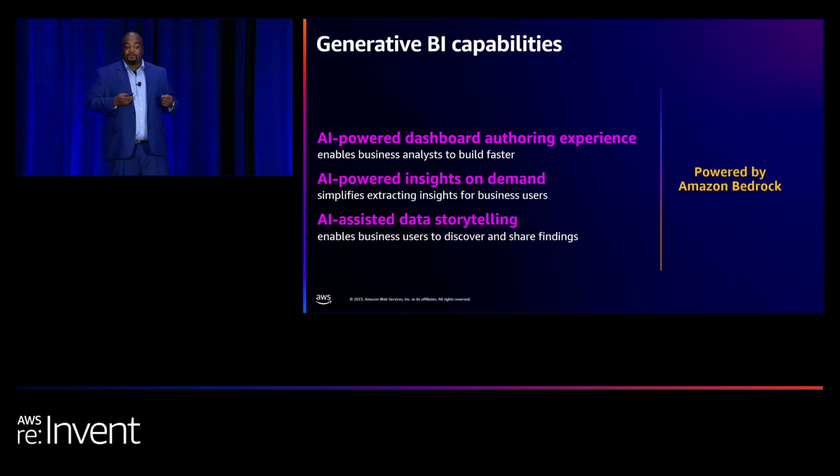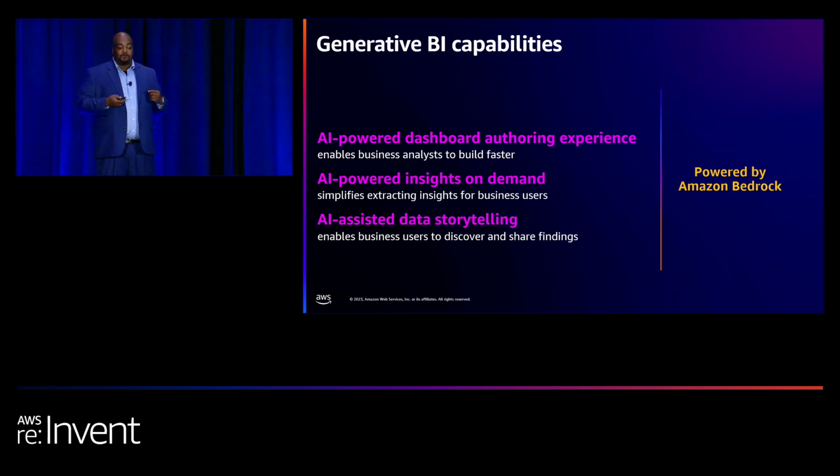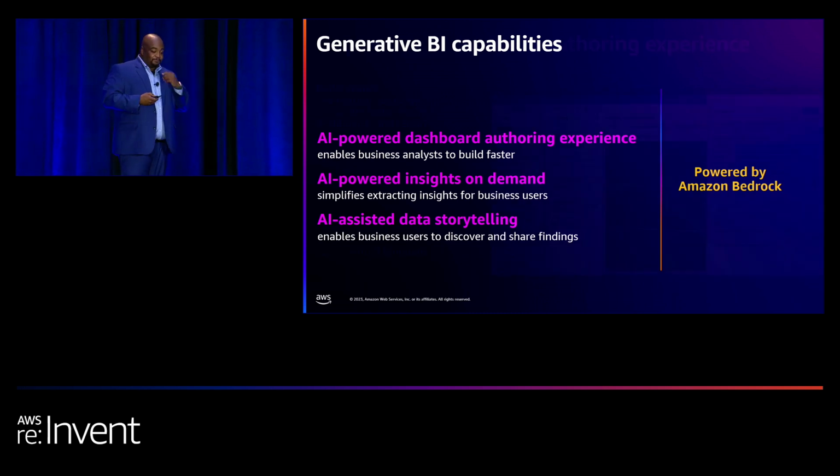So we've made tremendous strides in our enhancements around AI-powered authoring experience, which enables business analysts to build faster. Whether that's calcs, whether that's refining certain visualizations, you can do that now with Amazon QuickSight from a Q perspective. Now, AI-powered insights on demand, right? So simplifying the extraction of those insights for business users. And we'll double-click into what that means. And then AI-assisted data storytelling, right? The ability to tell a data-driven story and do it with up-to-date data. And when I get to that part, this is going to be a really cool area to show as well.